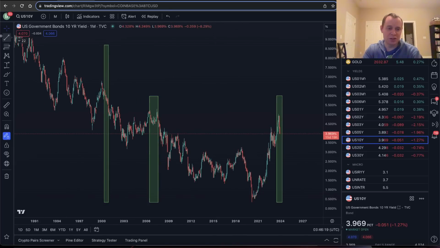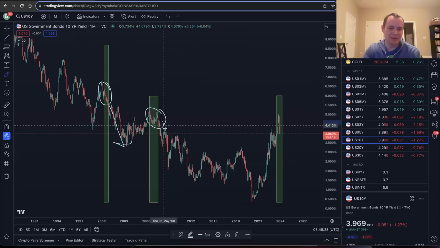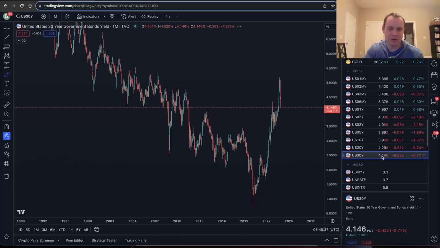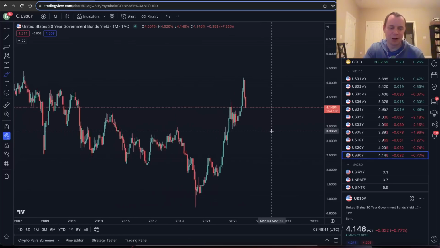But if it just continues to drop like it did coming out after .com and 2008, if it just continues to drop like this, then what happens? The S&P eventually follows it down. So that, I think, is what we have to look at. Where does the 10-year yield go? Where does the 30-year yield go over the next several months?